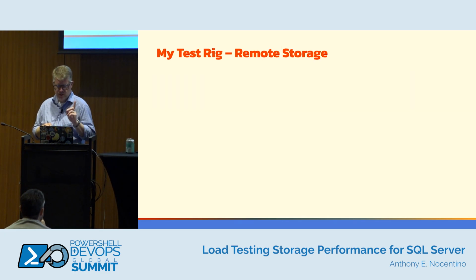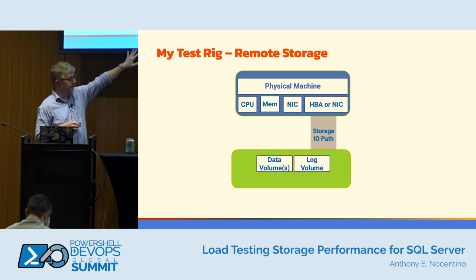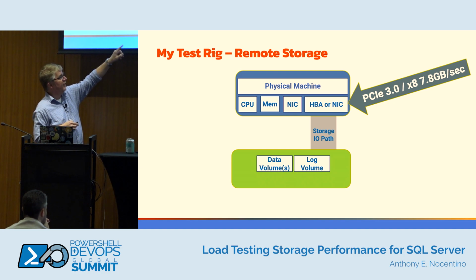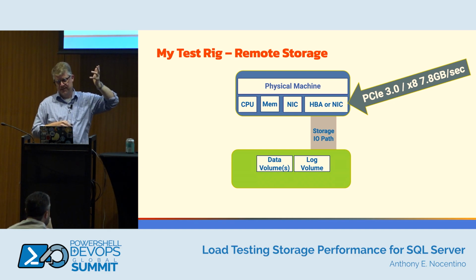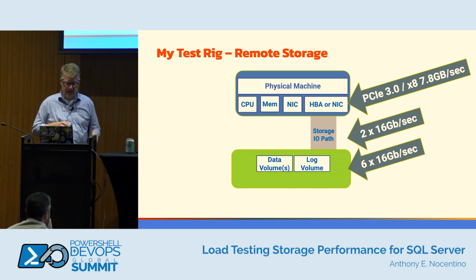Cool. So this system that we're going to work with today, I have a physical server running against a storage array. We have an HBA. This is really old, right? Really, really old. PCI 3 in an 8-lane slot, an 8-lane card that should get me about 7.8 gigs a second. I have the servers attached to the storage network with 2x16 HBAs, and then the array itself is 6x16.